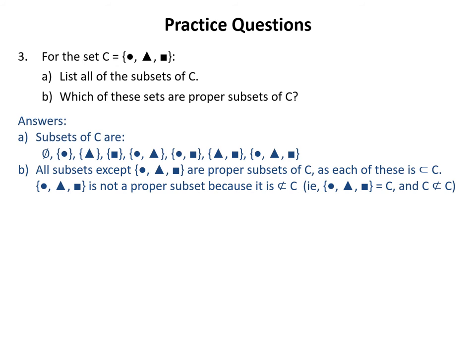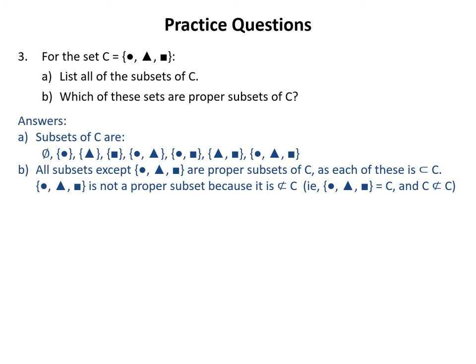So we see subsets with just the circle, just the triangle, and just the square, followed by the subsets with two of the three elements. So we have circle and triangle, circle and square, and triangle and square. Notice that the total number of subsets is 8. And there's a rule for that, which we will discuss in full detail in the next lesson.